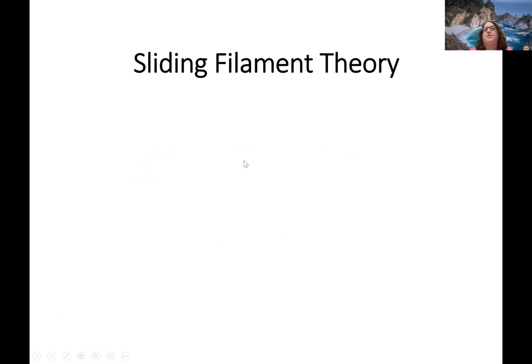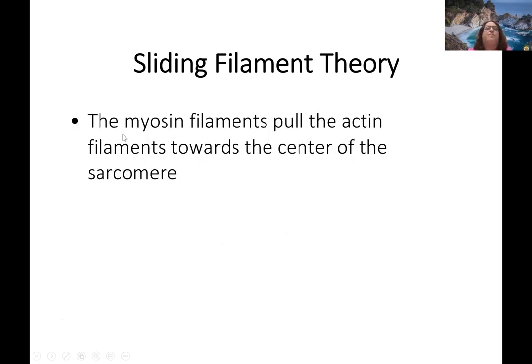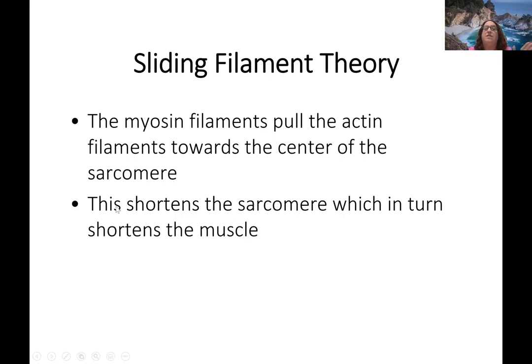So that takes us specifically to the sliding filament theory. The idea is that the myosin filaments will pull the actin. So if here's the myosin, it's going to grab and pull the actin over. So the myosin filaments pull the actin filaments towards the center of the sarcomere. This causes the sarcomere to shorten, which in turn shortens the muscle.